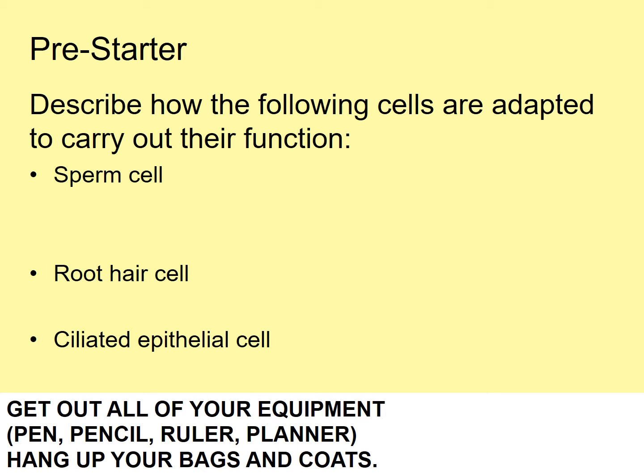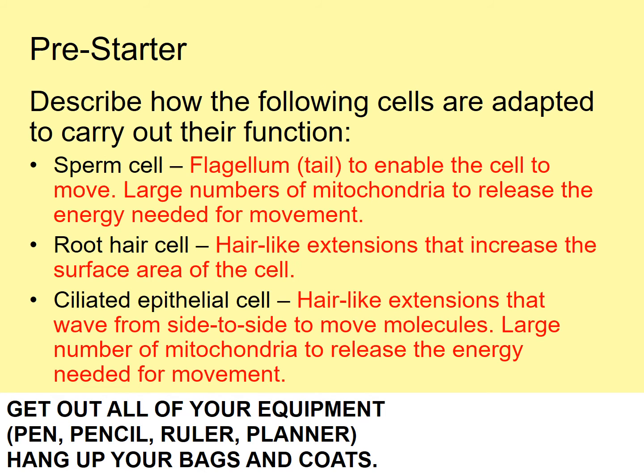Right, let's go through some of these answers then. A sperm cell has what? A tail, and you're allowed to put tail. Its scientific name is a flagellum, and that's to help it swim or to move the cell. It's also got lots of mitochondria, and that is to release energy needed for movement. It does that by aerobic respiration.